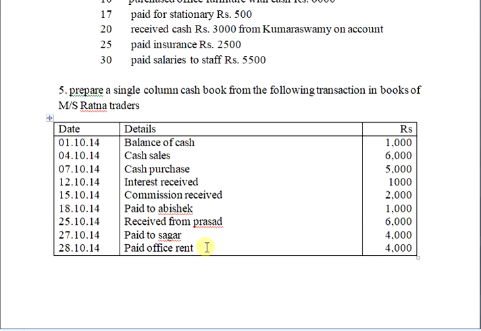cash book, that is also called the simple cash book. Only one amount column, that is the cash amount column, will be maintained on both the sides. So the simple cash book is a type of cash book where we record only the cash transactions in a single amount column. You have seen it. In the next class onwards we can move on to the double column cash book.